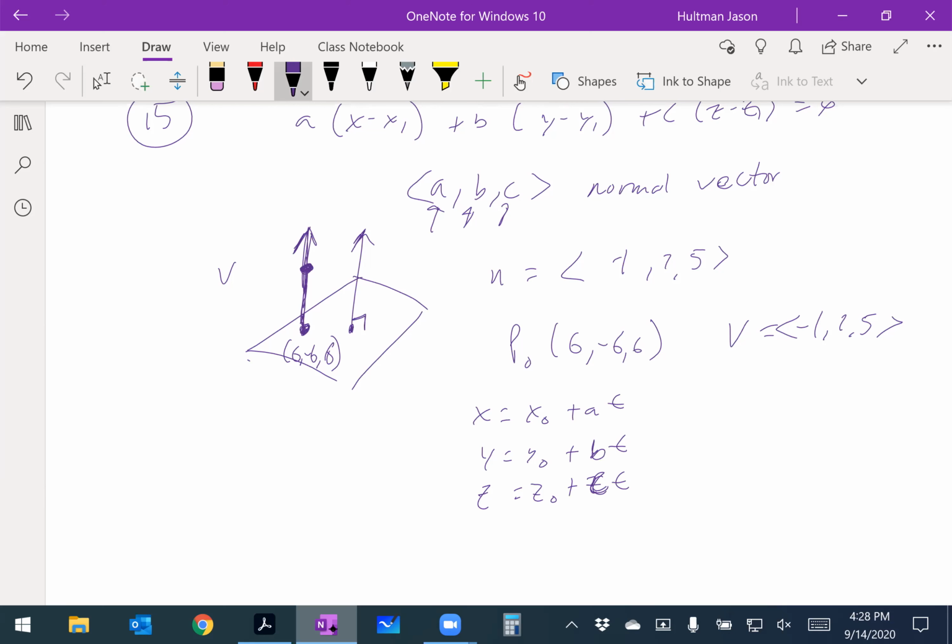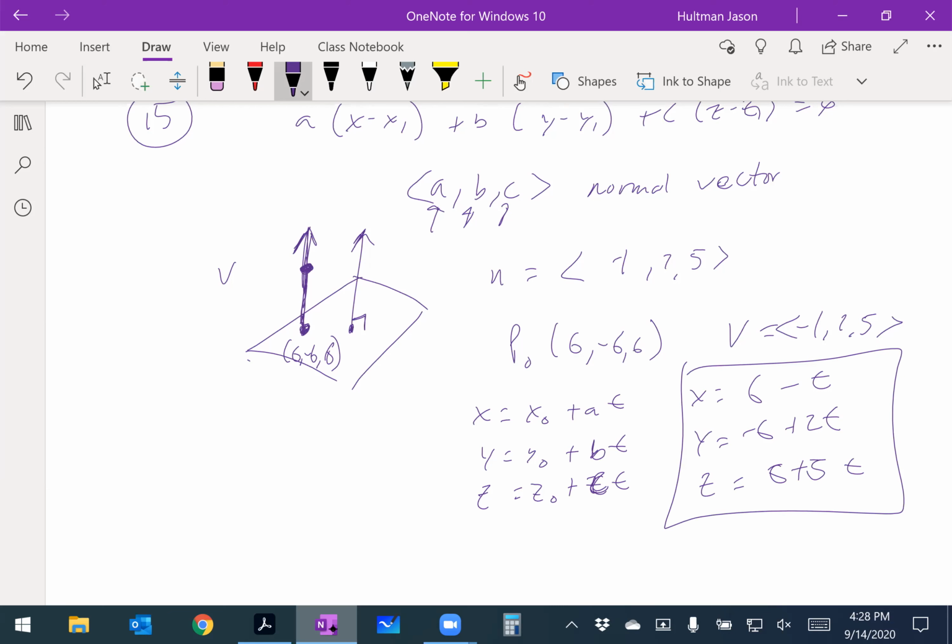and z is equal to z naught plus ct. So this is just going to be x equals 6 minus t, because a was -1, and then y equals -6 plus 2t, and then z equals, not 5, 6 plus 5t. So there's your x, y, z. For your line, this is now a line.